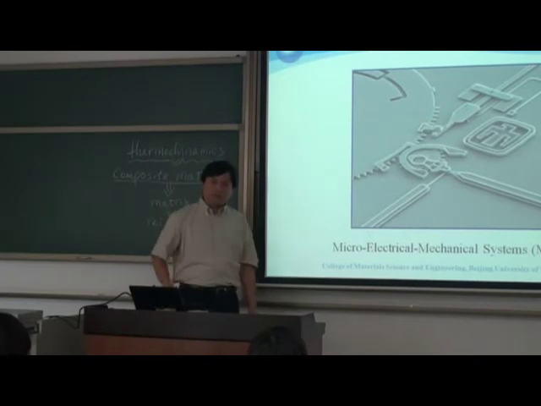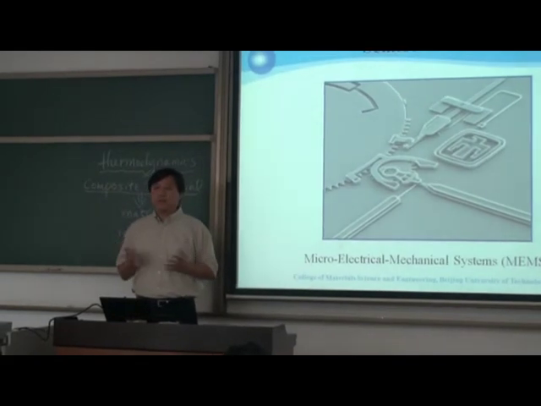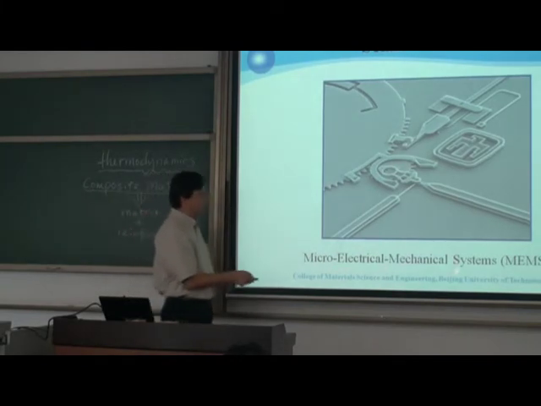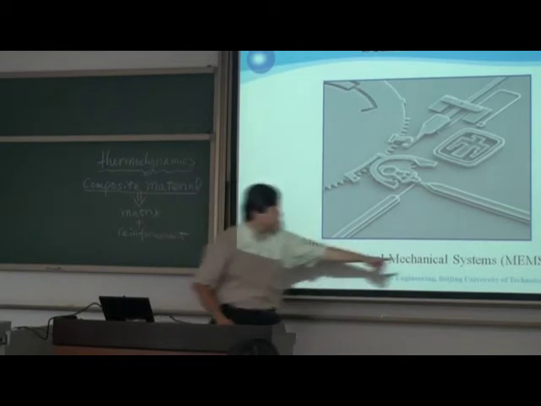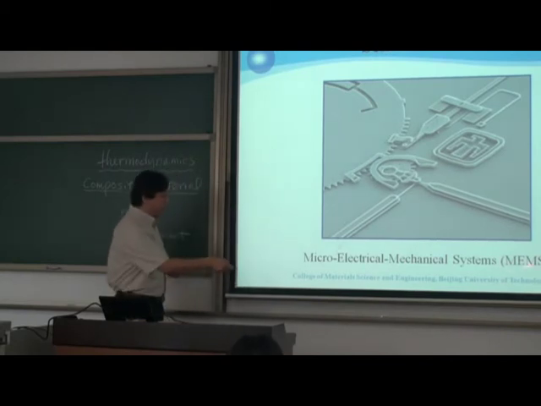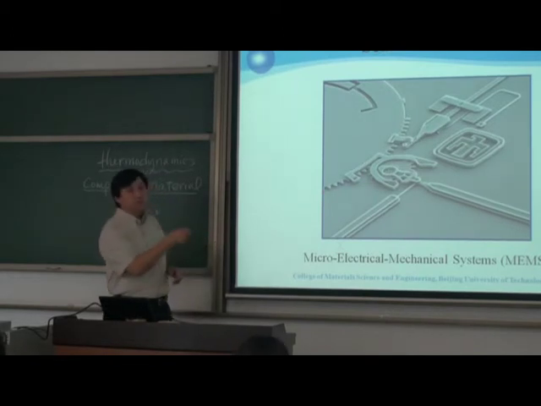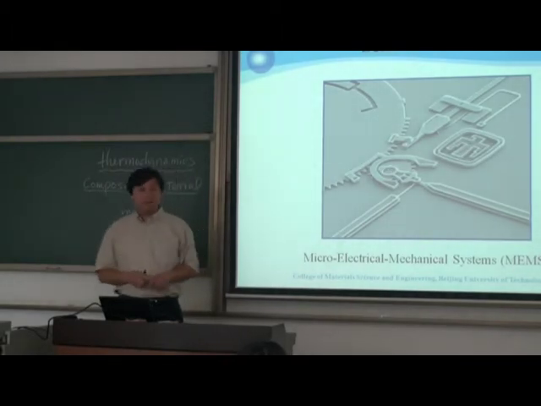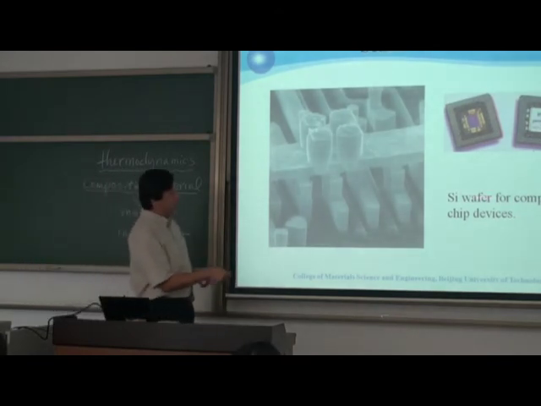Also for semiconductors. These semiconductors are a category of advanced materials. So you can look at this. This figure shows you the microelectrical mechanical system. Now this is the famous MEMS. Probably most people have seen this word MEMS, but without knowing what it exactly means. So microelectrical mechanical system. It is based on semiconductor materials, primarily silicon. What else? Also, these are silicon wafer for computer chip devices.